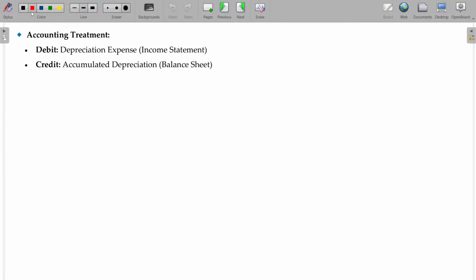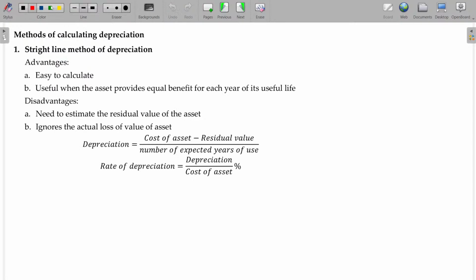Now, how do you account? In case of depreciation, this depreciation is a debit and it will be directly accumulated in the accumulated depreciation account or provision for depreciation account, it is credit. Depreciation is debit, accumulated depreciation is credit.